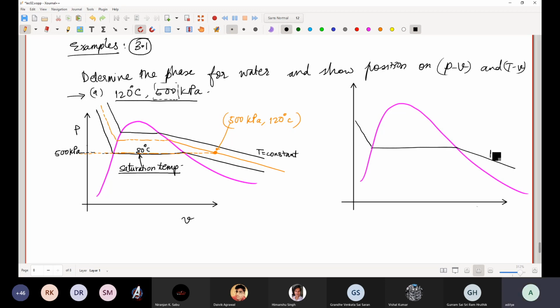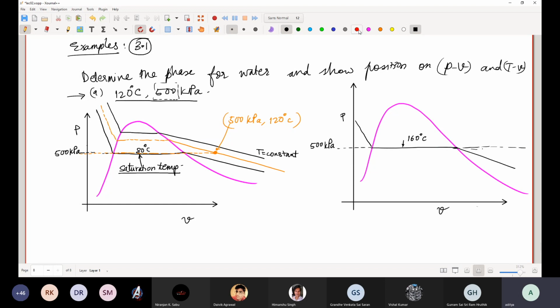On the contrary, if this were to be, say, let me again draw a new diagram. So say this is 160 degrees Celsius. So this is pressure, this is volume, and this is the 500 kilopascal line. The horizontal line extending throughout will be the line at a pressure of 500 kilopascal. Now suppose this particular isotherm is 160 degrees Celsius, right?